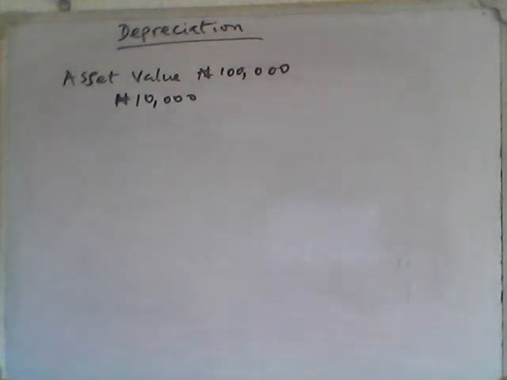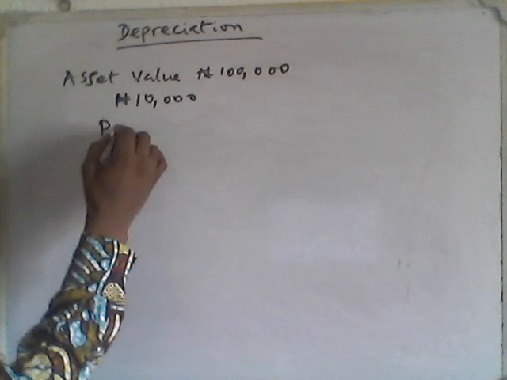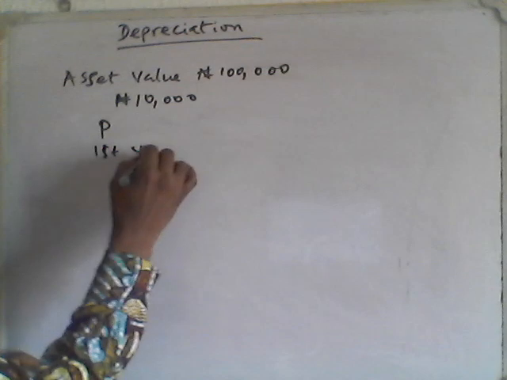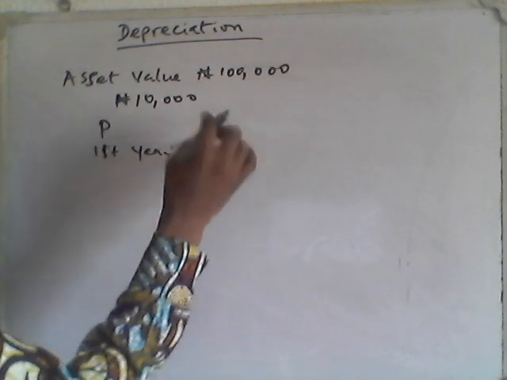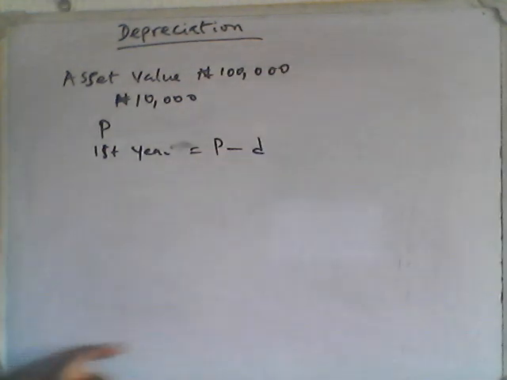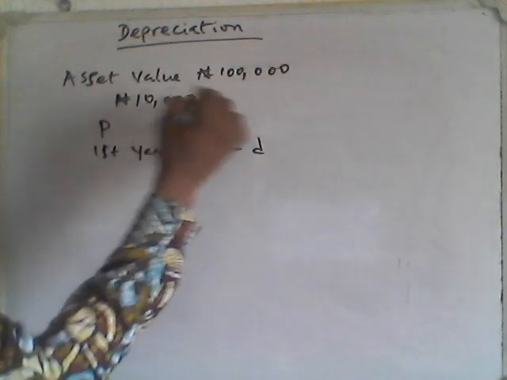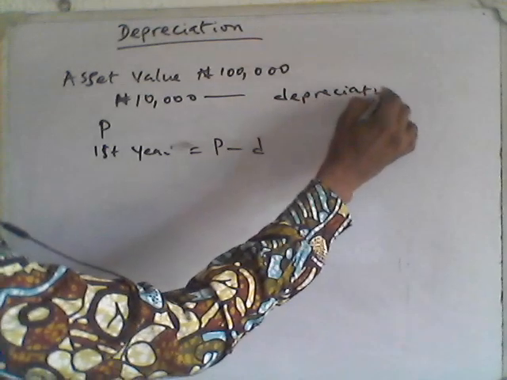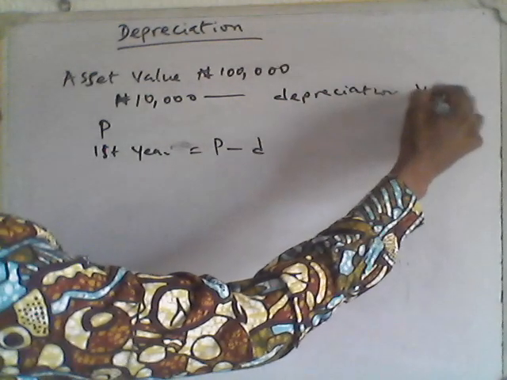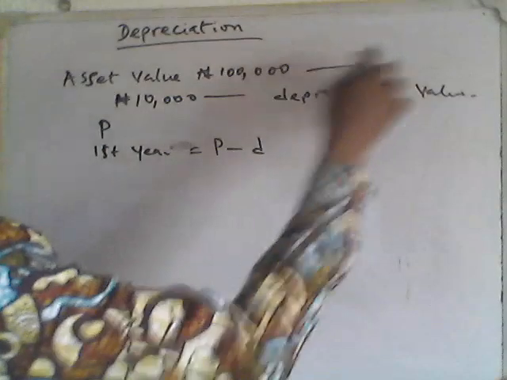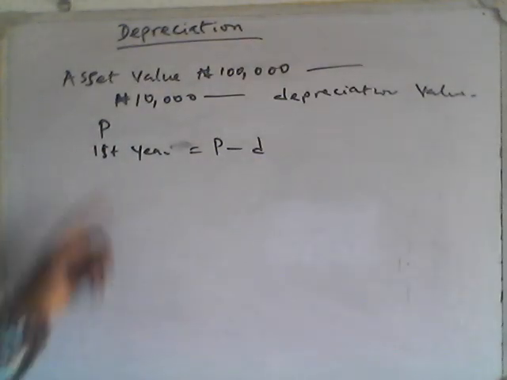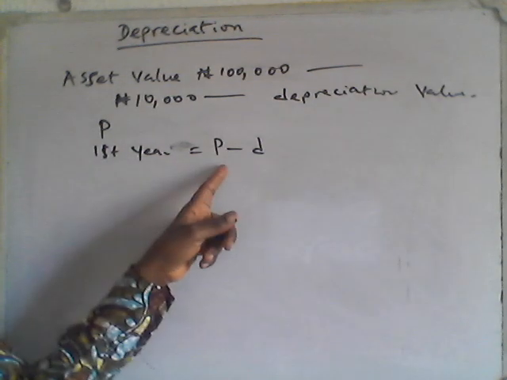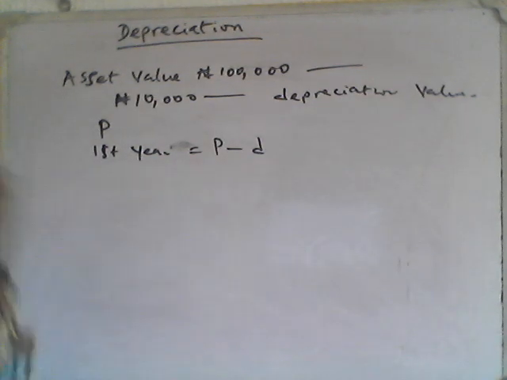So if I have this value as P, after the first year you take away P minus D. This D is what we call the depreciation value. It's a number, an amount. Depreciation value is an amount. P is the asset, the initial value. Okay, so this is the first year.